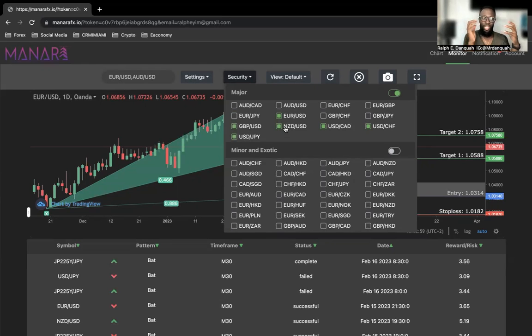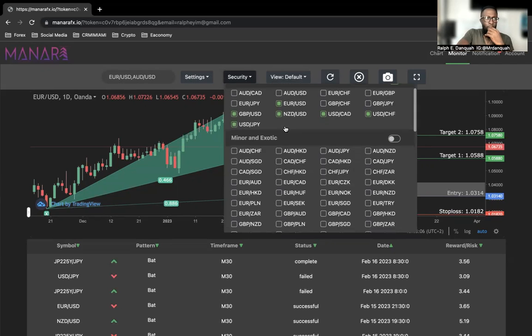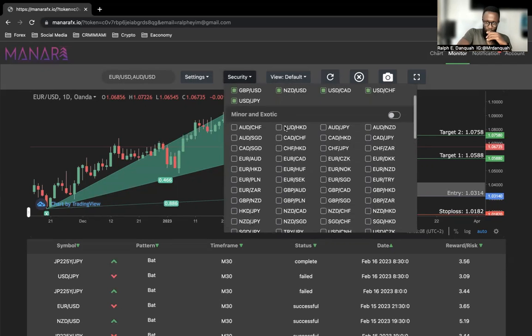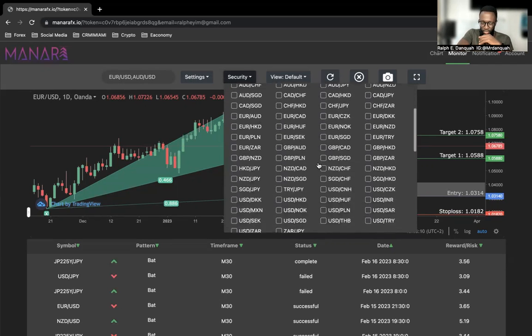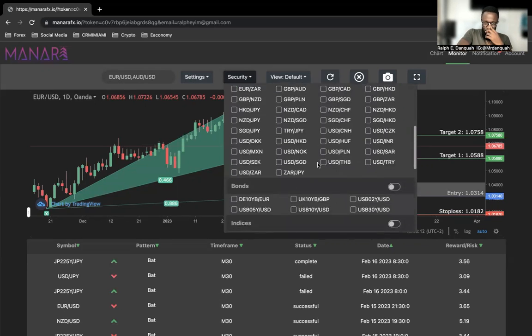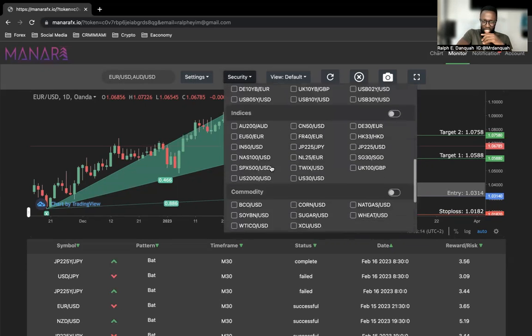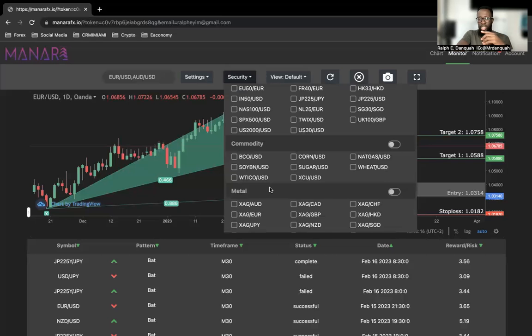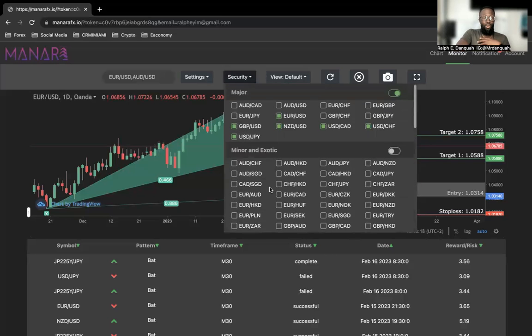Now, again, this is in Forex and you see it there as well. Now let's look back at this, family. You can also pick minors and exotics. If you want to, you can choose bonds, indices, metals, commodities. I don't trade those particular things, so I don't have them there.